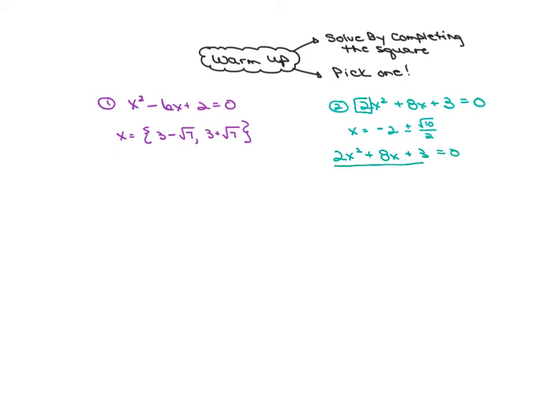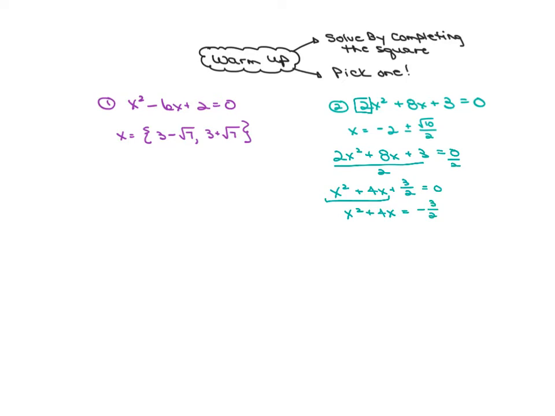by 2. And I'll distribute the division to get x squared plus 4x plus 3 halves. I love fractions, they're absolutely fine, is equal to 0. Next, I want to isolate my variable terms on just one side of the equation. So I'll subtract 3 halves from both sides. 0 minus 3 halves is -3 halves.